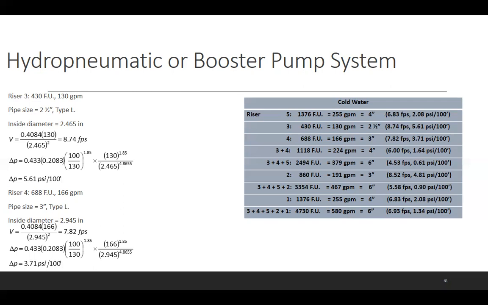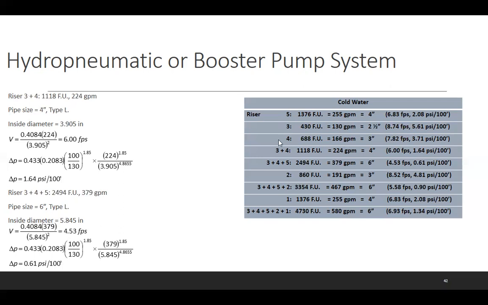So, delta P is equal to 0.433 times 0.2083 times 100 over 130 to the 1.85, times 166 to the 1.85, over 2.945 to the 4.8655. So, delta P is equal to 3.71 PSI per 100 feet. So, kita mo sa table. Ito. Yan.